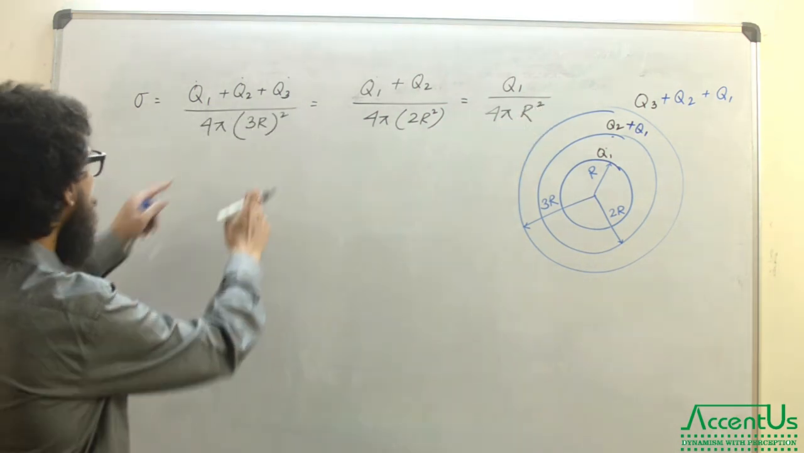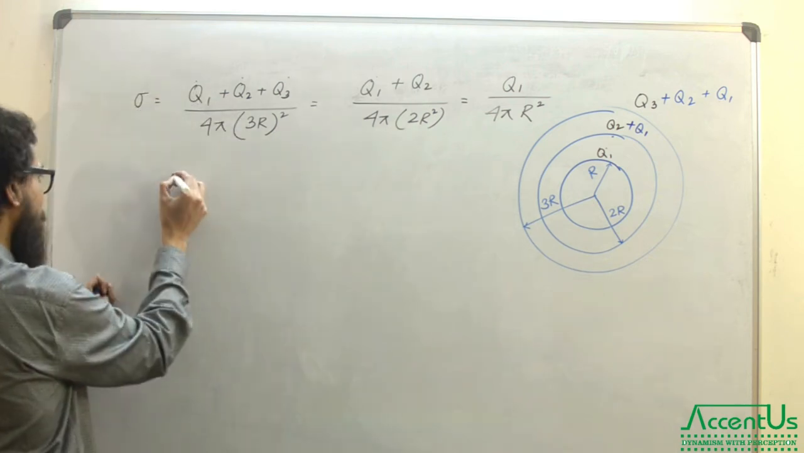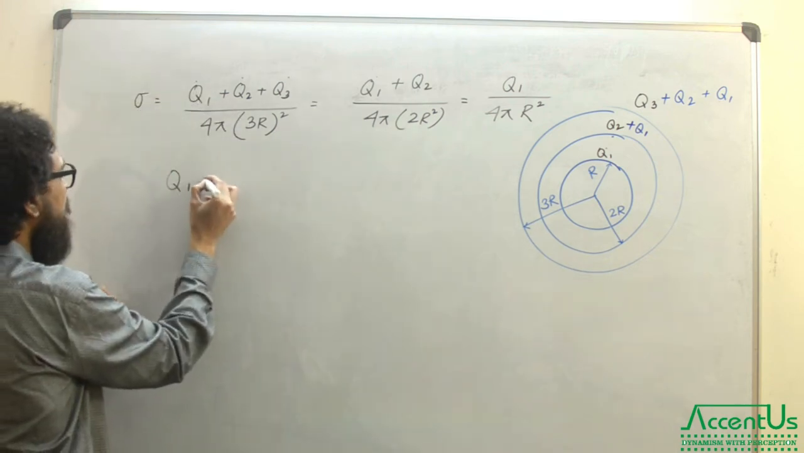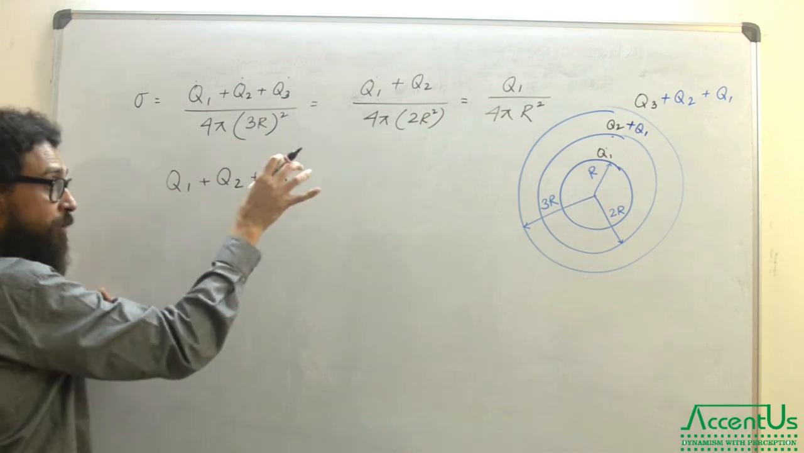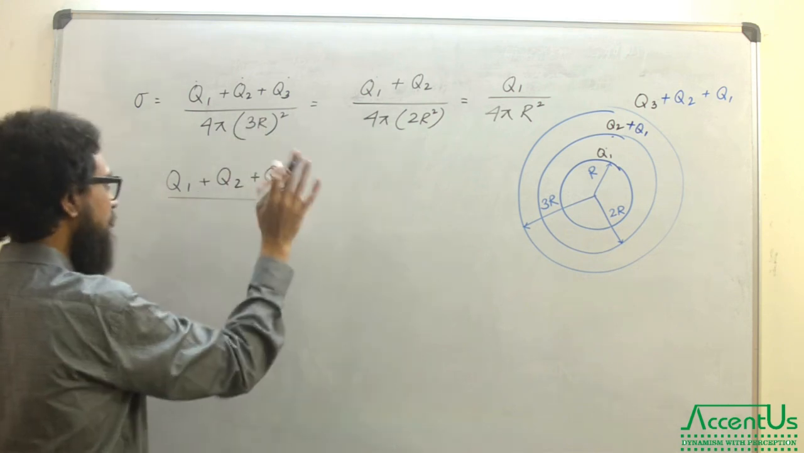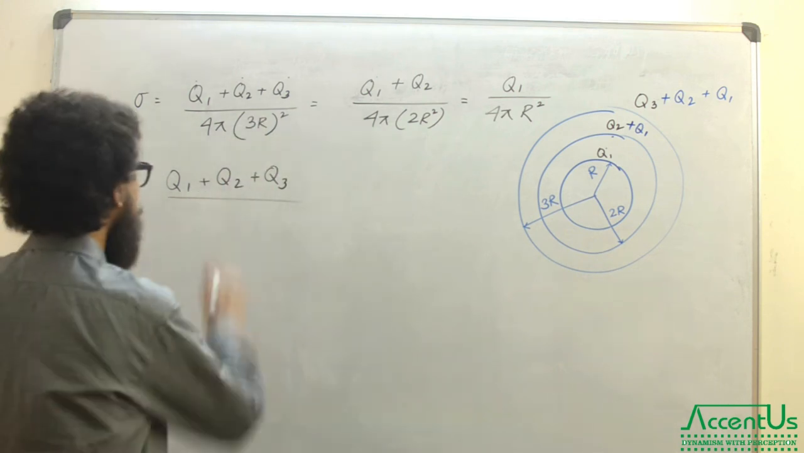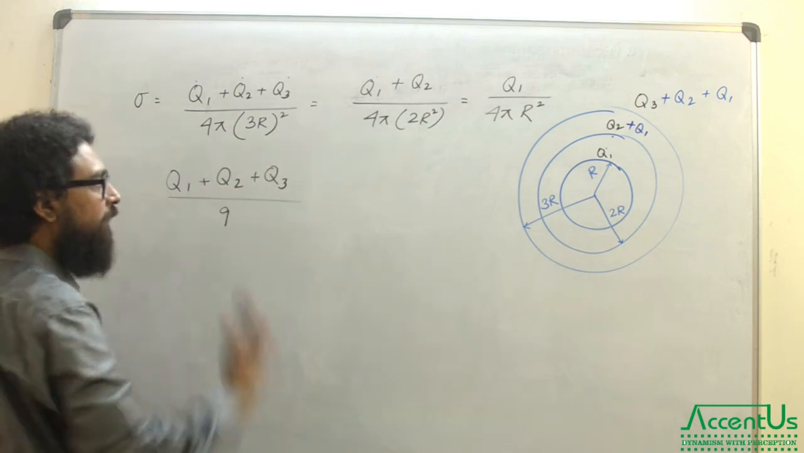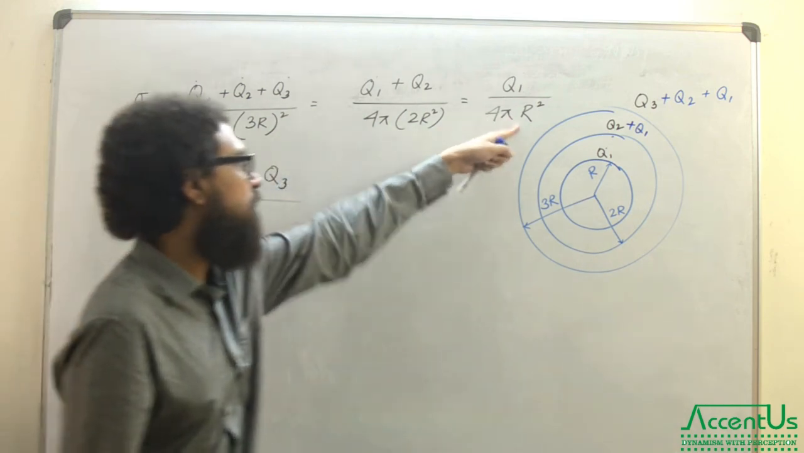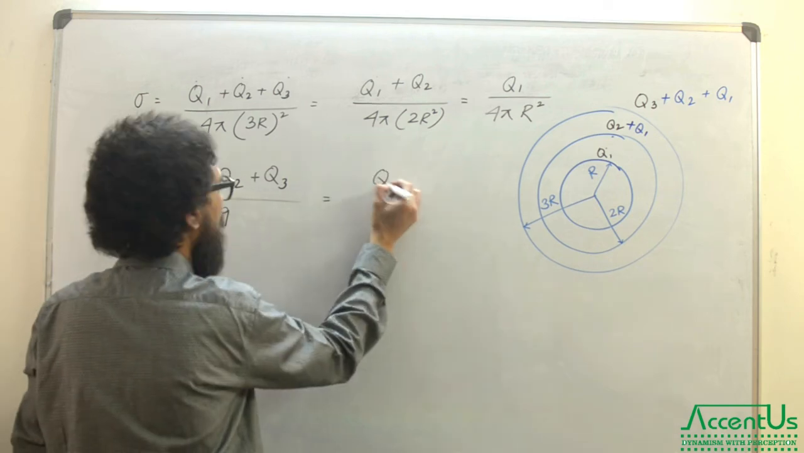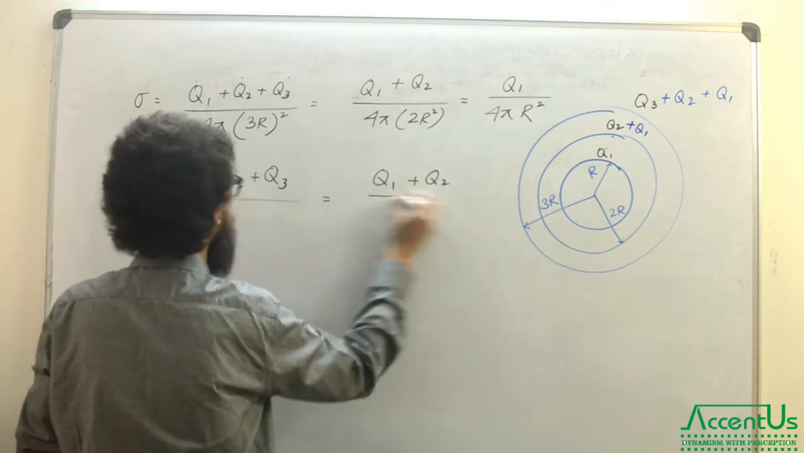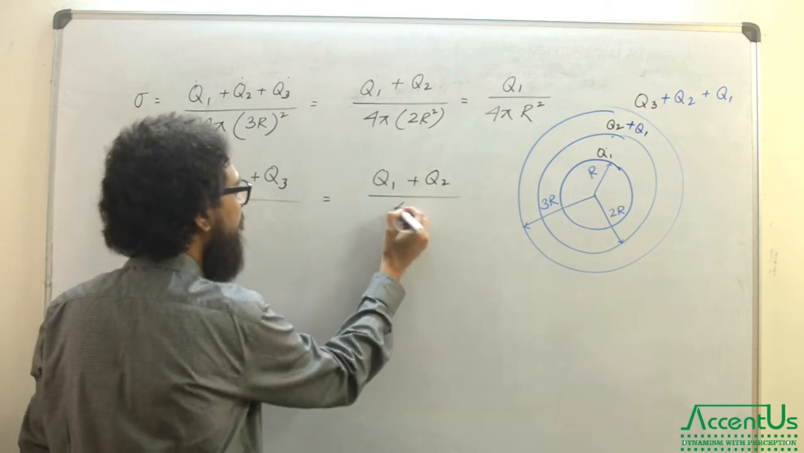All these 4 pi. So let us take these two. Our problem is solved. You can understand now, because they have asked us to find the ratio, not the individual magnitude of charges. They have just asked us to find the ratio. 3 square is 9. The rest of the factors, this r square, will get cancelled. 4 pi is already gone. So next is Q1 plus Q2 by 4.